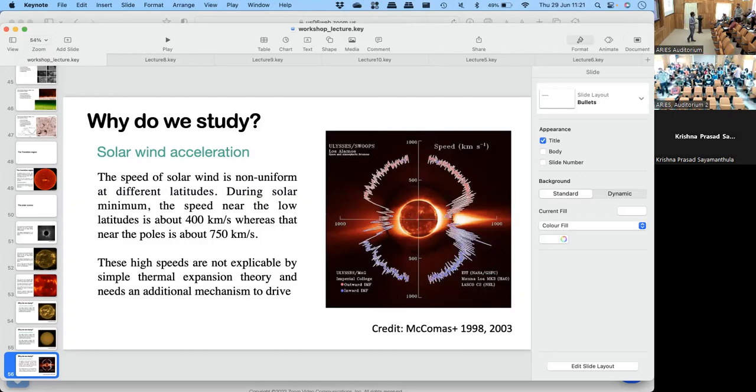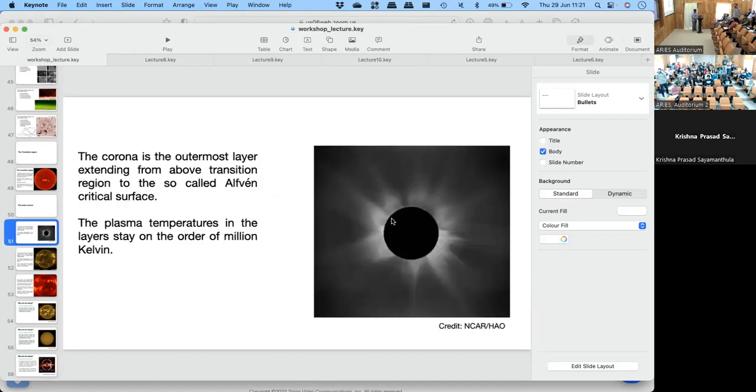What is this streamer belt? I'll show you. Yes, these are the streamer structures. You will see the magnetic field organized during solar maximum into these large loops with open field regions above them. If you see the magnetic structure, then you will understand how this plasma is being organized into these streamer-like structures. They are called streamers because they stream plasma into the solar atmosphere.